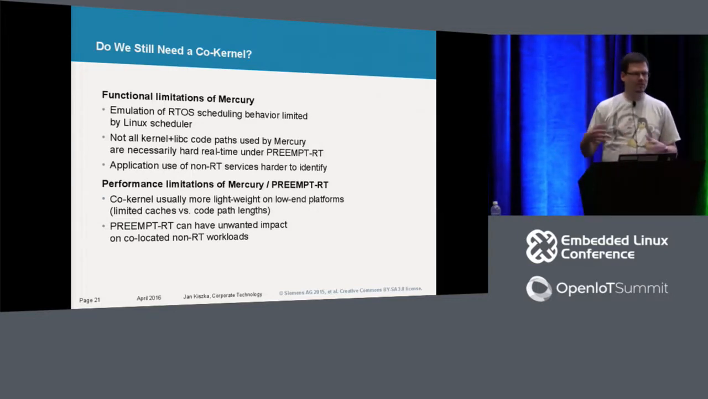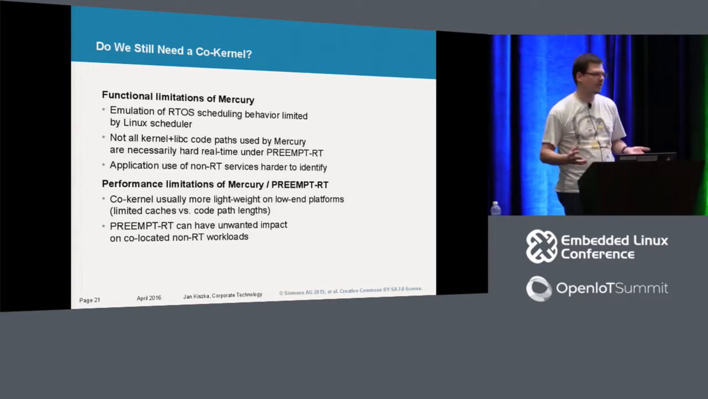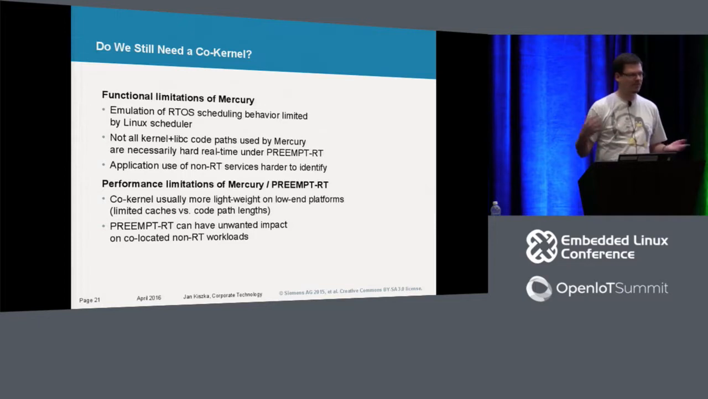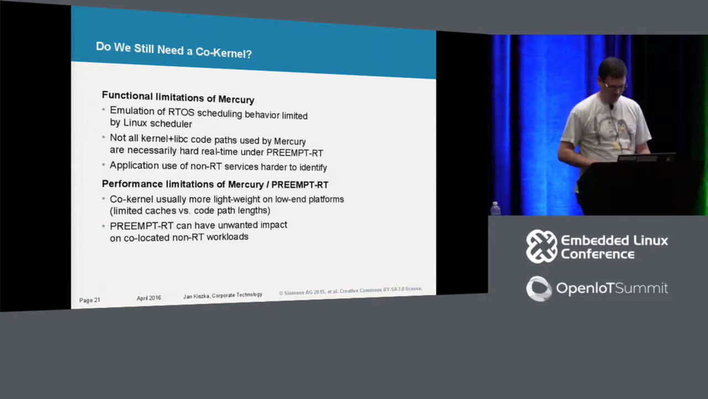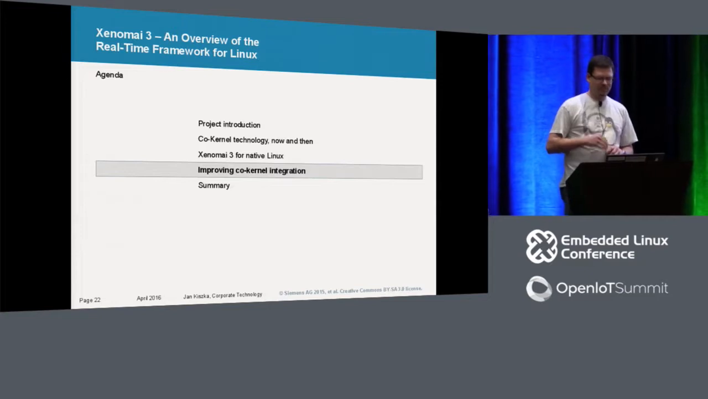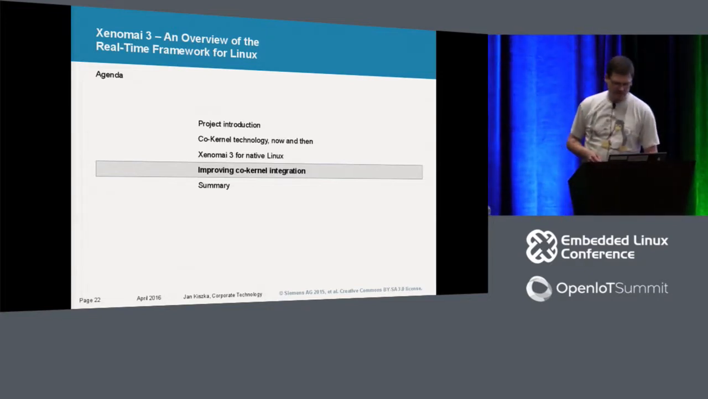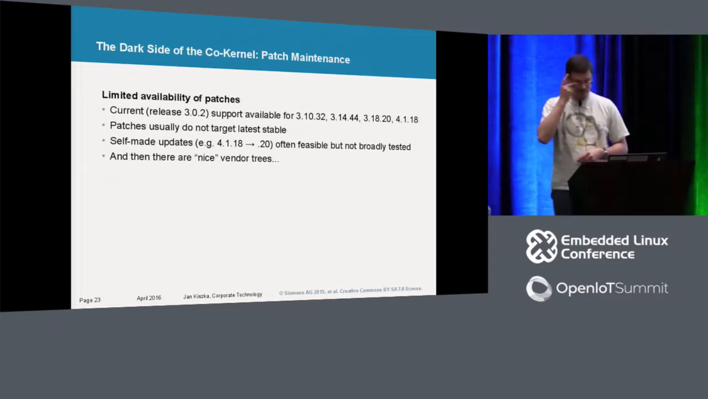So whether you really need a co-kernel or can find a solution with a native approach really depends on your application. That's the whole point about it. But the fact that we have maintained a lot of these things for quite a while now, and we are still maintaining it, means there is a reason and a need behind it. So the co-kernel has its advantages, as I said, but of course it has some price as well. And now I'm looking at the dark side of it.